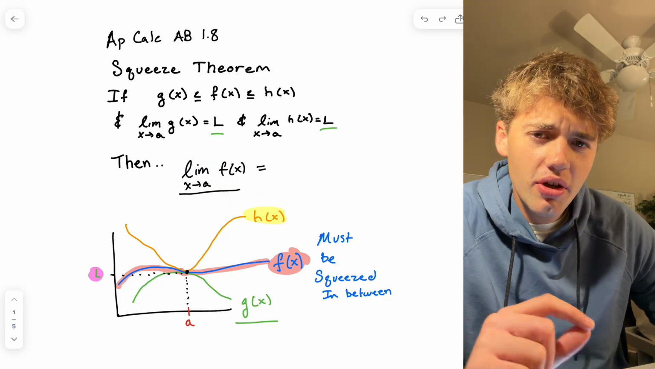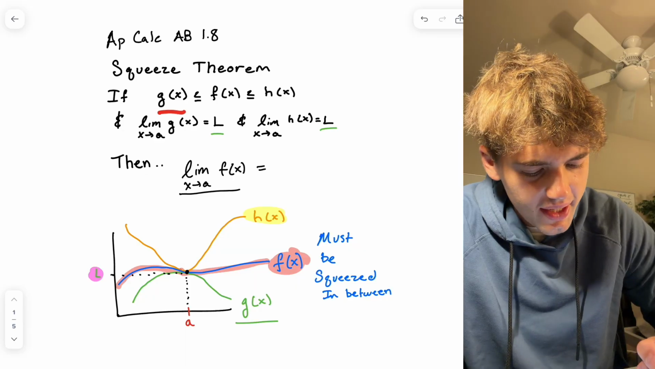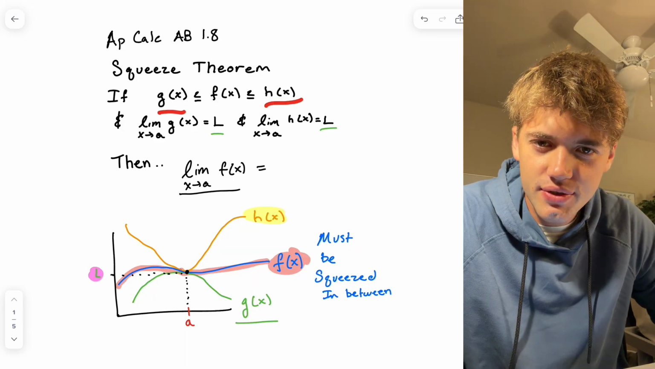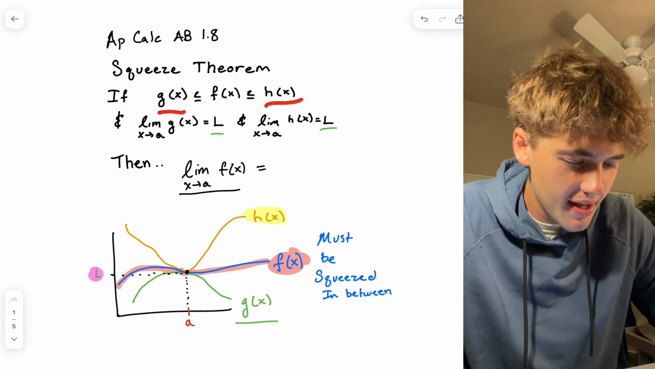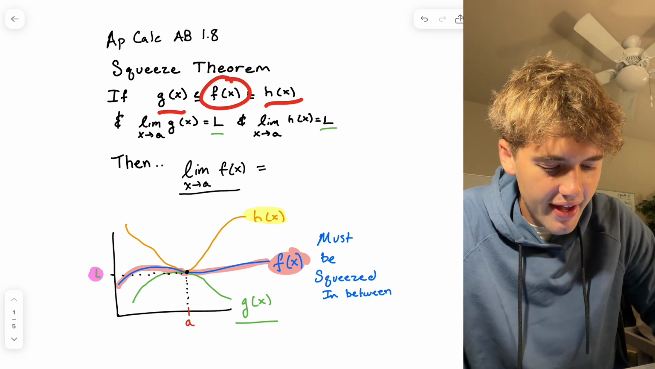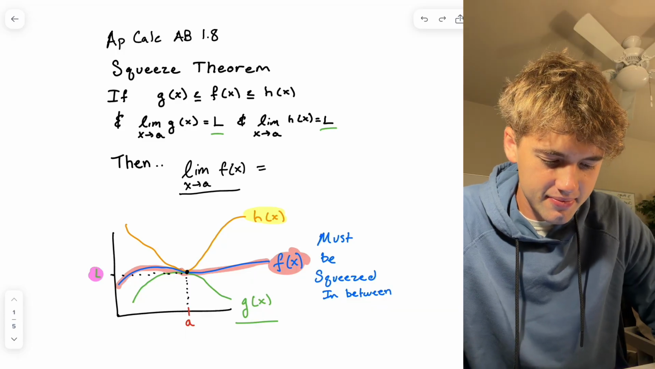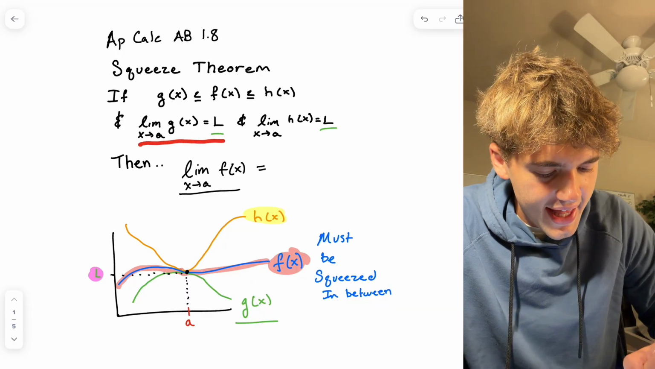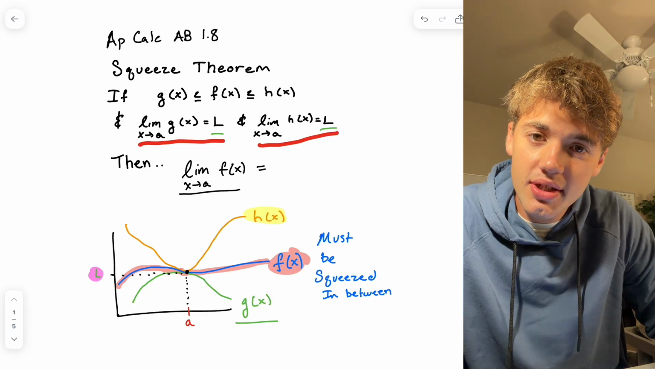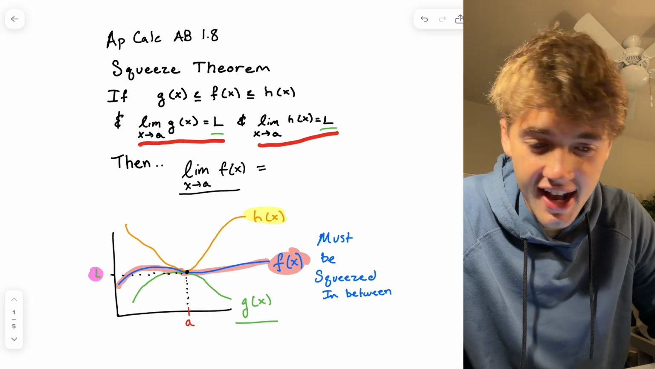If I can show that the function f of x sits in between a g of x and an h of x, two other random functions, whatever they may be. If I can show that this f of x sits in between those two functions, and I can also show that both these functions, g of x and h of x, go to L as x approaches a.